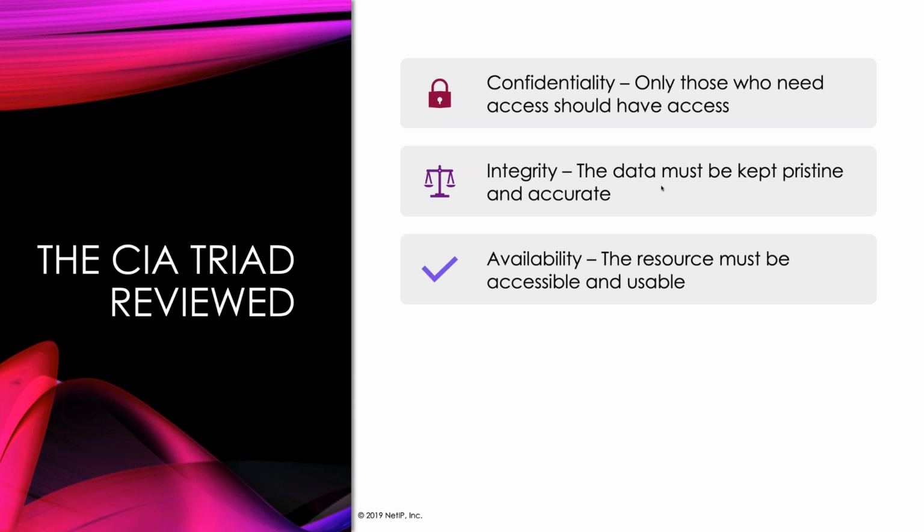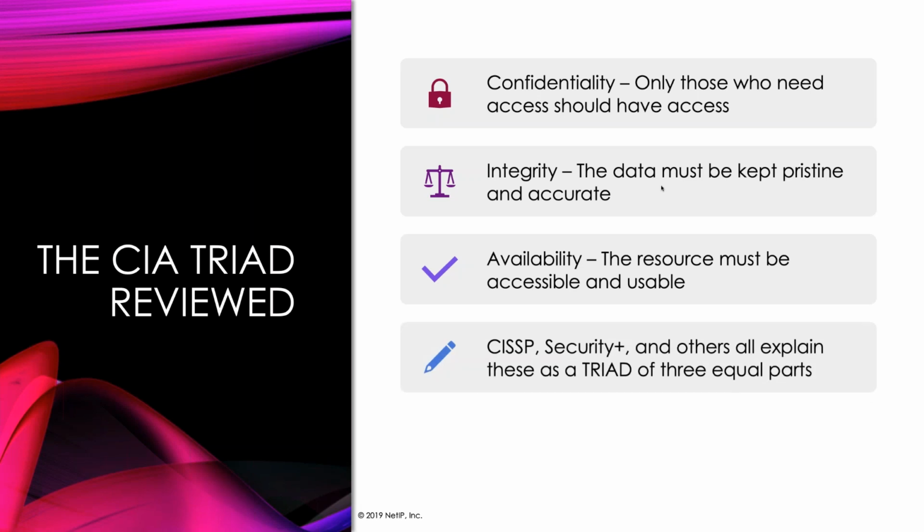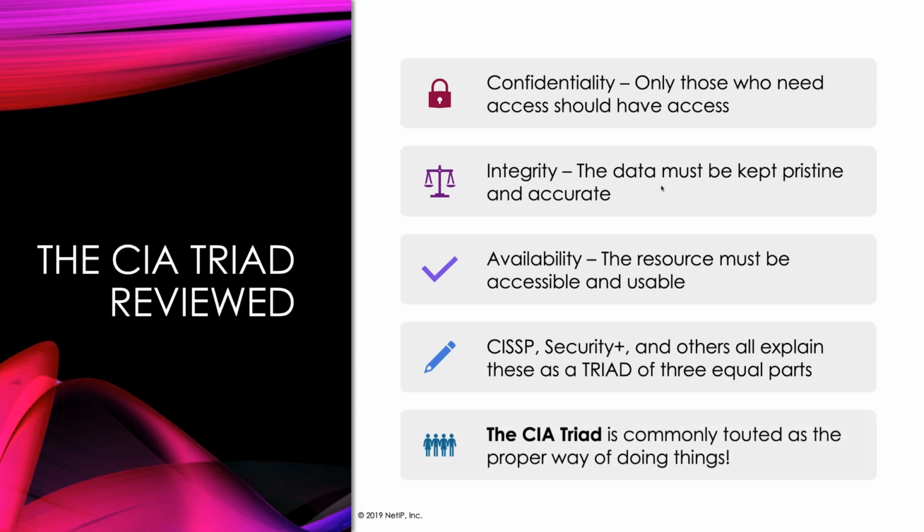And when we look at how this is viewed around the industry, whether you're talking CISSP, Security Plus, or pretty much anything else out there, any kind of training classes you might go to, you're going to hear this discussed as the CIA triad. Triad defined as 3 equal parts. So I'm going to try to address all 3 of those in equal parts, okay? And the CIA triad is commonly touted as the proper way of doing things.